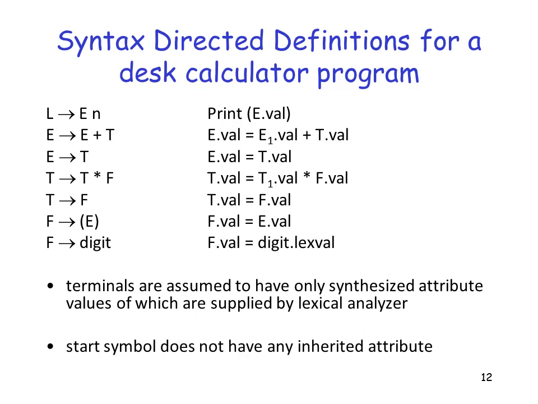And whatever is written on the right hand side of the production is called the semantic rule. The semantic rule explains how the attribute val associated with each non-terminal is getting its value. For each production there is a semantic rule. So corresponding to L gives En, the rule is print of E dot val. Whatever value is contained in the expression attribute is to be displayed.